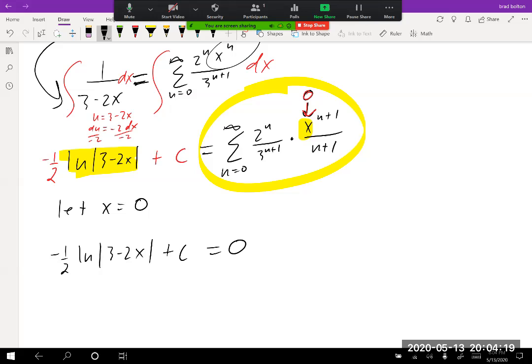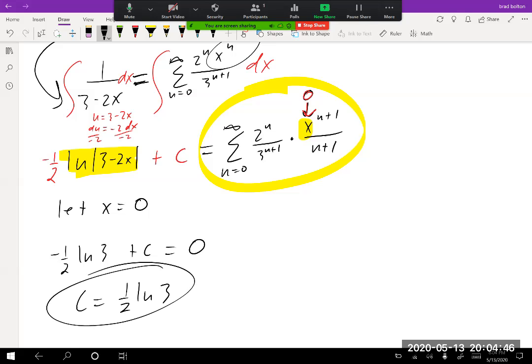Okay, so now I can solve for C. Oops, forgot, this is actually 0 also. So this would just be ln of 3, but you don't need absolute values anymore because the ln of 3 is just the ln of 3. So this would be the ln of 3 plus C equals 0. So then C equals the ln of 3 times 1/2. So we have now found our C. So that's our C, okay?